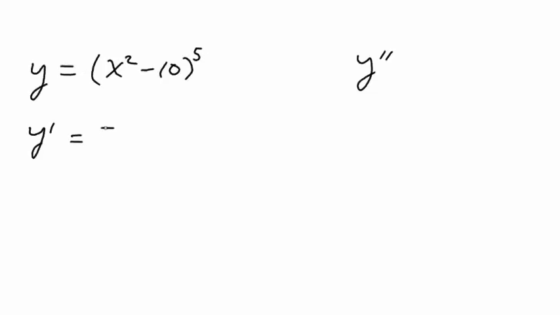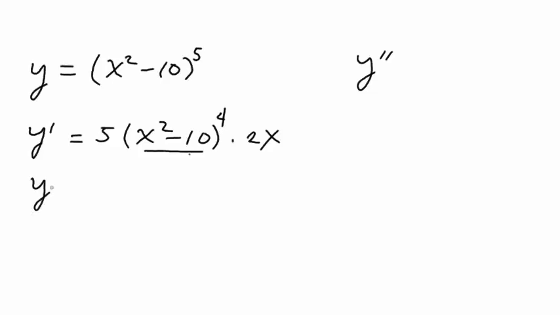So take the 5 out front. It's the general power rule, by the way. X squared minus 10. Subtract 1 from the exponent. And then we take the derivative of the inside and bring it out. So that's just going to be 2x. Now what we'll want to do is rewrite this thing. So we're going to have 10x, x squared minus 10, and then we got raised to the fourth power.